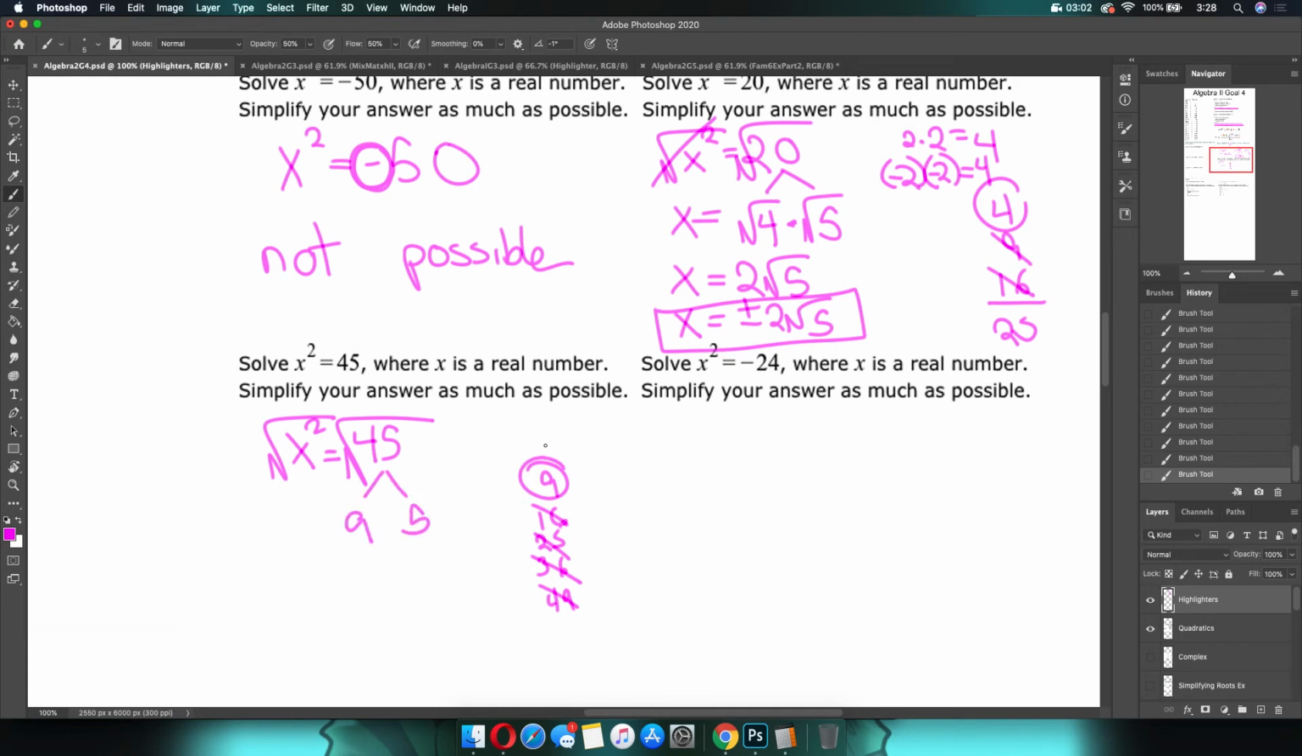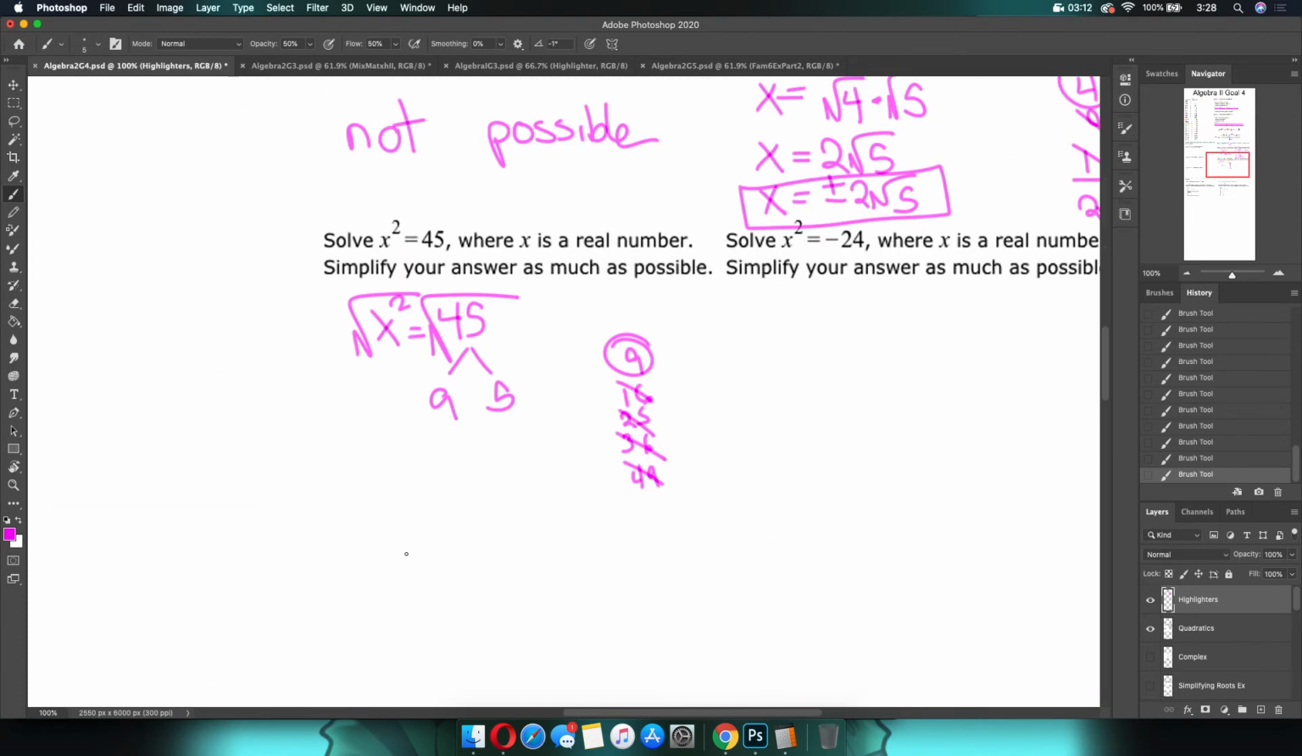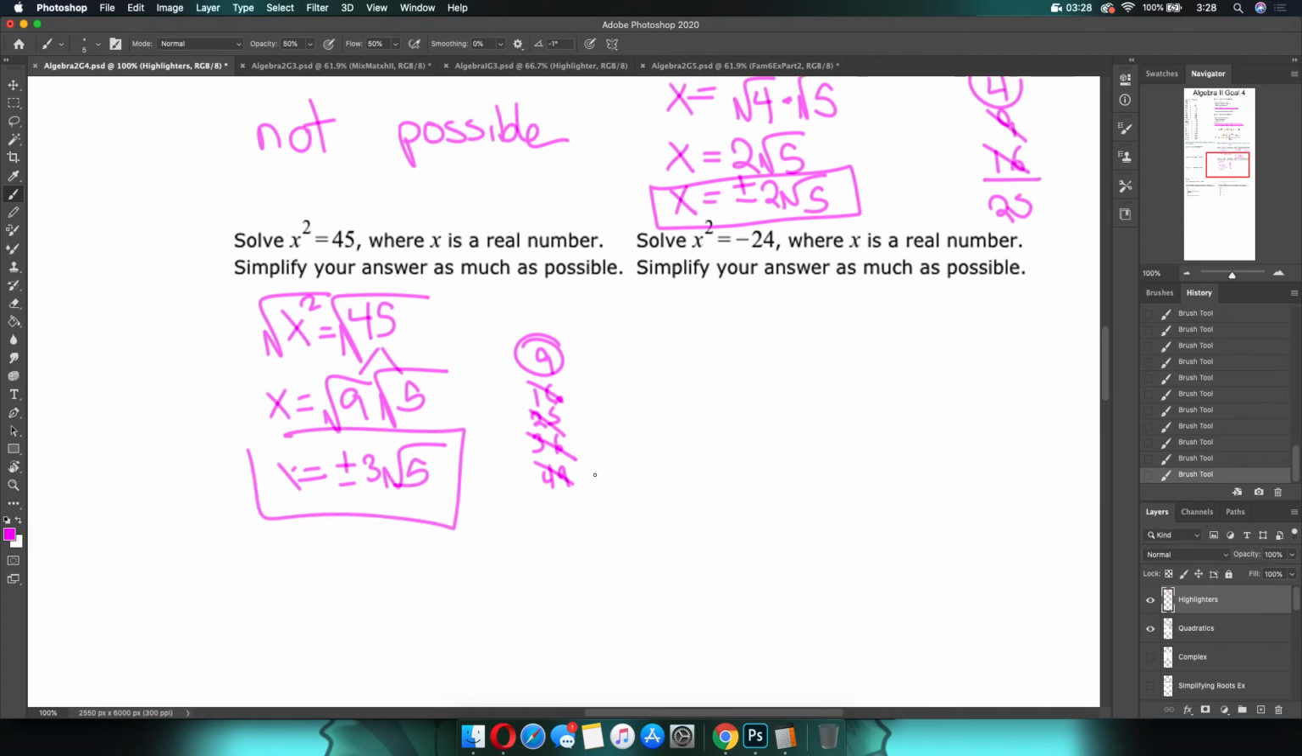And for those of you who maybe are coming out of my videos out of order, there's another video that explains how I'm using all of these numbers over here to figure out the easiest way to simplify this number over here. So x equals root 9, root 5. What is root 9? x is going to equal plus or minus 3 root 5. Voila. And you start to realize that actually this isn't so bad so far.